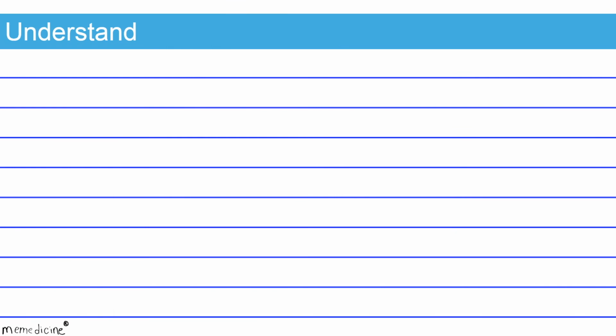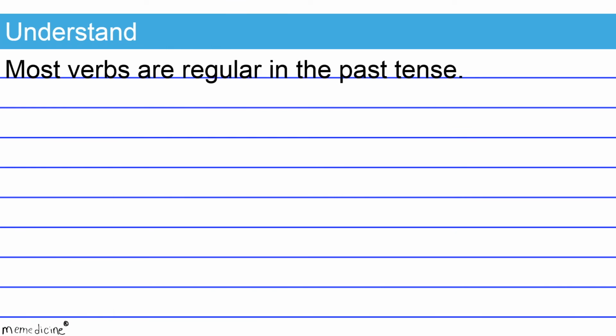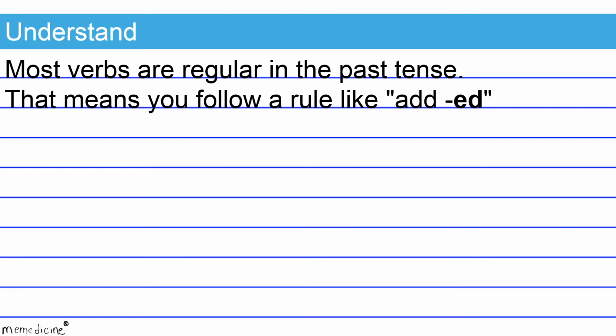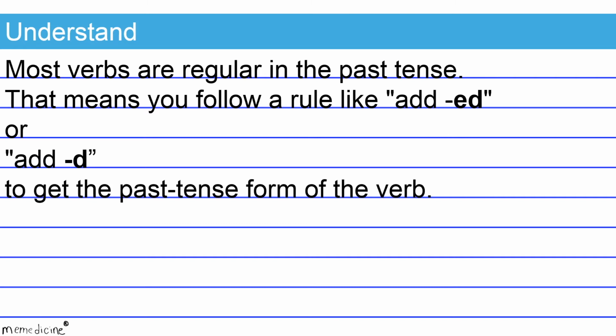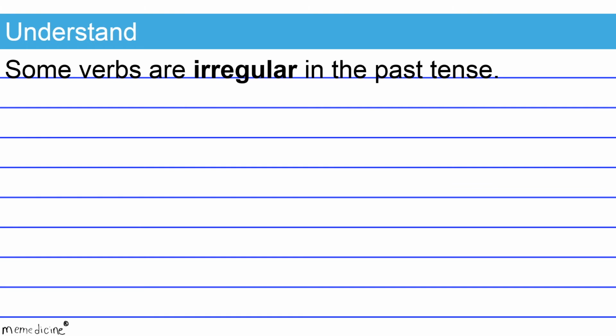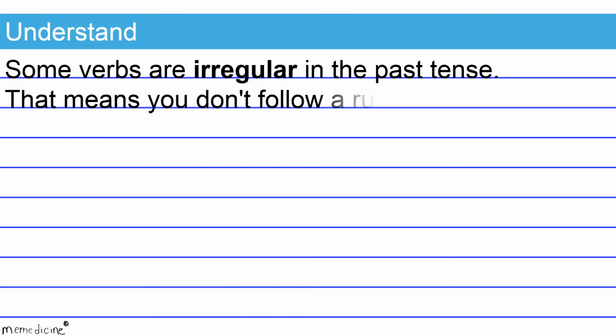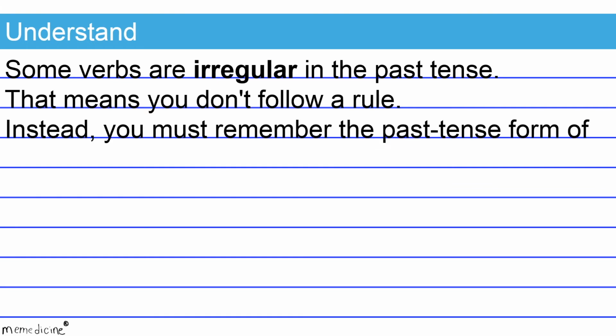Here's what I need you to understand. Most verbs are regular in the past tense. That means you follow a rule like add -ed or add -d to get the past tense form of the verb. Some verbs are irregular in the past tense. That means you don't follow a rule. Instead, you must remember the past tense form of the verb.